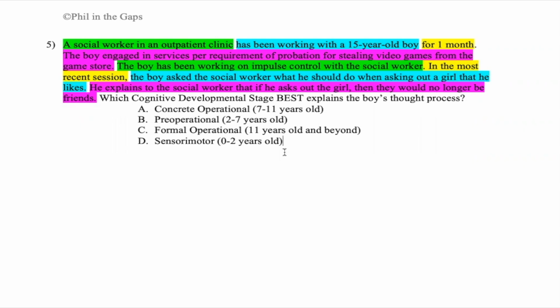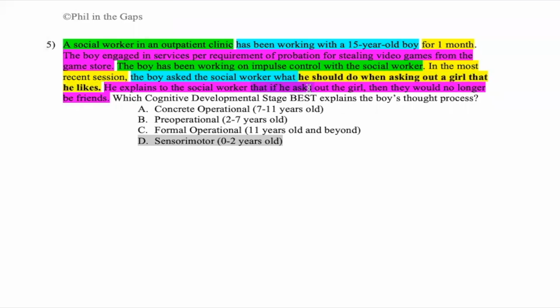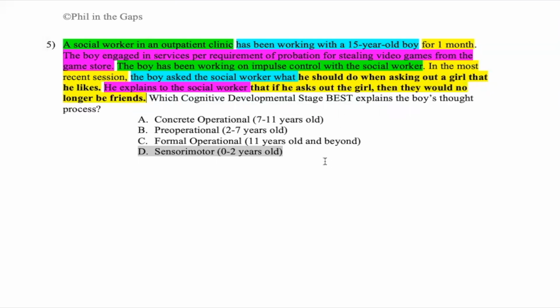So right off the bat, we're going to rule out D. Why? Nowhere in the question does it state that he's utilizing his senses or motor activity to navigate the environment. He's kind of coming up with a cause and effect type relationship. Sensory motor is, let me utilize my senses and motor activity to navigate the situation. However, in this particular situation, he asks the social worker what he should do when asking out a girl that he likes. So it's not him being like, all right, I just need to go with the flow and do what I think is right, because he states that if he asks out the girl, then they would no longer be friends. He did come in for some impulse control, but also we are going to rule out B.